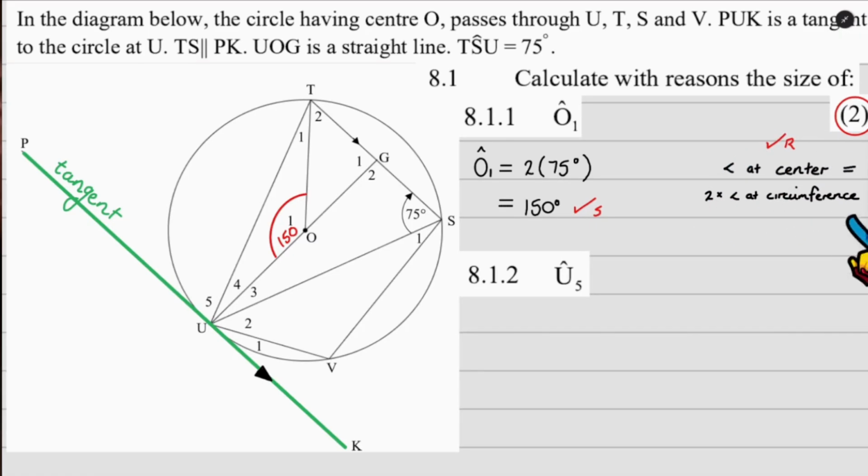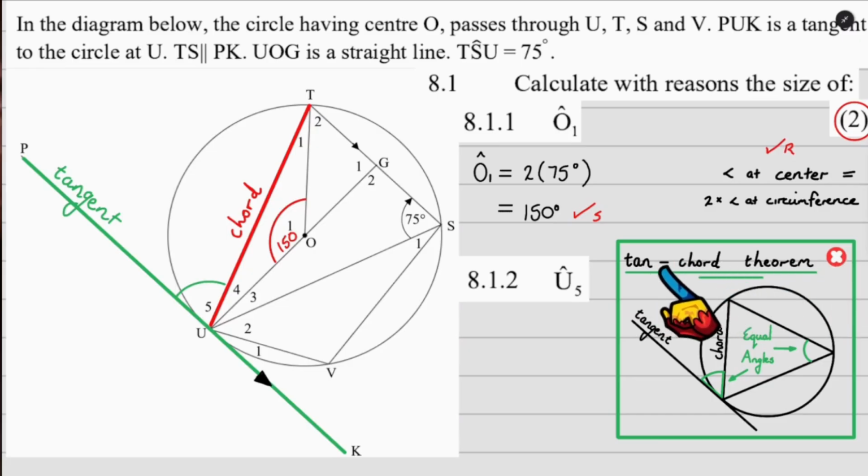Next up, they ask us to get U5. And U5 is over here, and I can see U5 is nested between a tangent and a chord, my friend. And there's a theorem that ties in a tangent and a chord. It's called the tan-chord theorem. Let's go through it quickly. The tan-chord theorem states the angle between the tangent and the chord is equal to the angle that the chord subtends. So you follow the chord down to the circumference to get the relevant angle that will be equal.